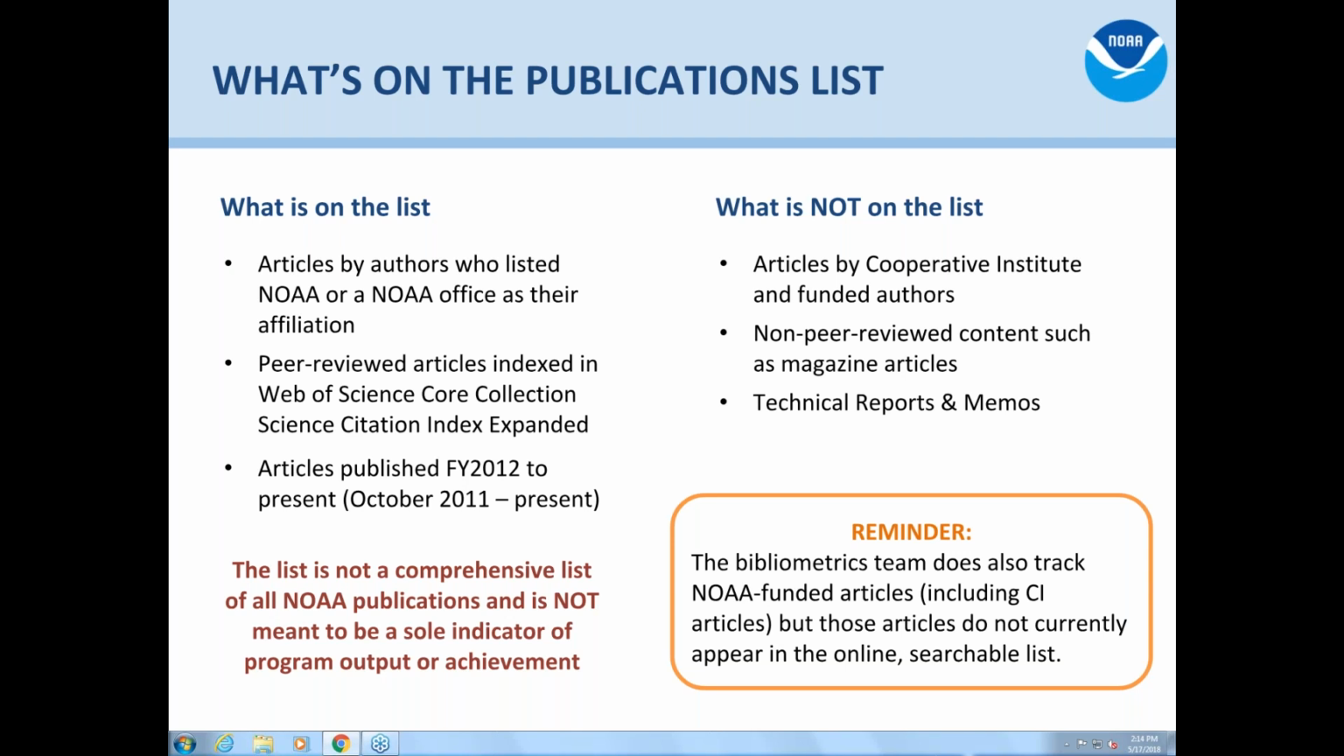We understand that a lot of NOAA authors have multiple affiliations. You work with a university, you work with another research program. If it doesn't say NOAA in the author affiliation, it does not fall within the scope of this project. It's important to note here that while this list is really well defined, it's not comprehensive. It's not everything that NOAA publishes, and it isn't meant to be a sole indicator of output. As we mentioned before, these are plot points in the greater story of what NOAA is accomplishing.